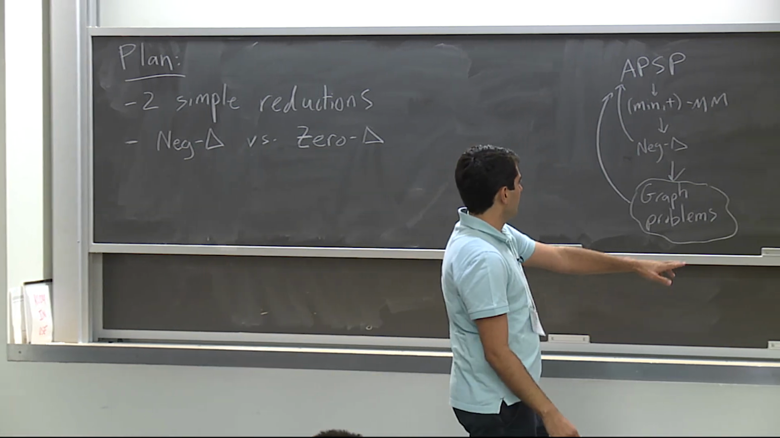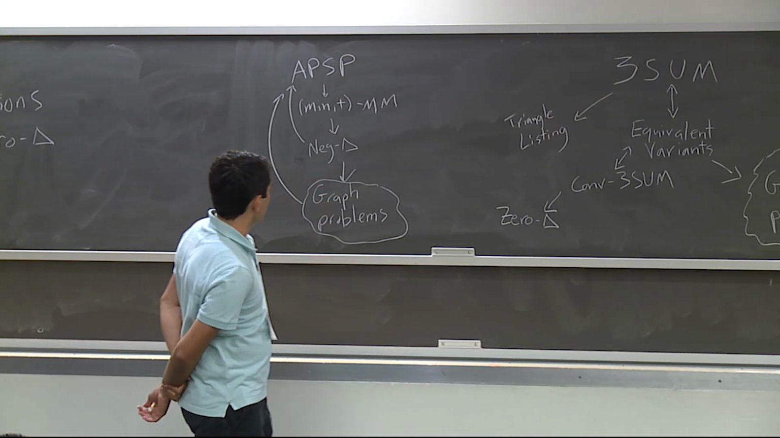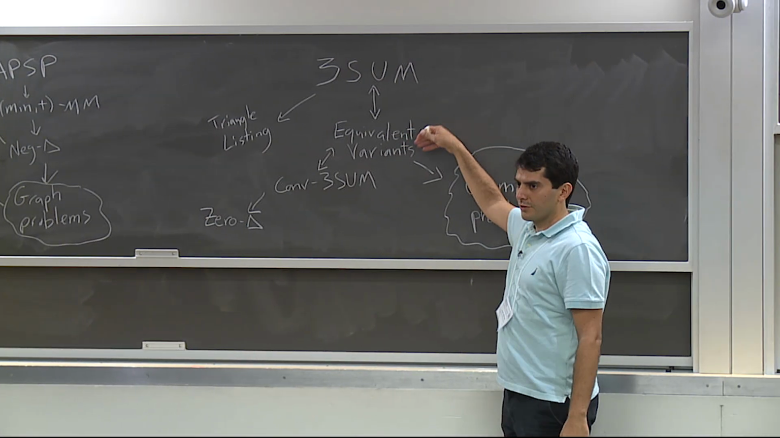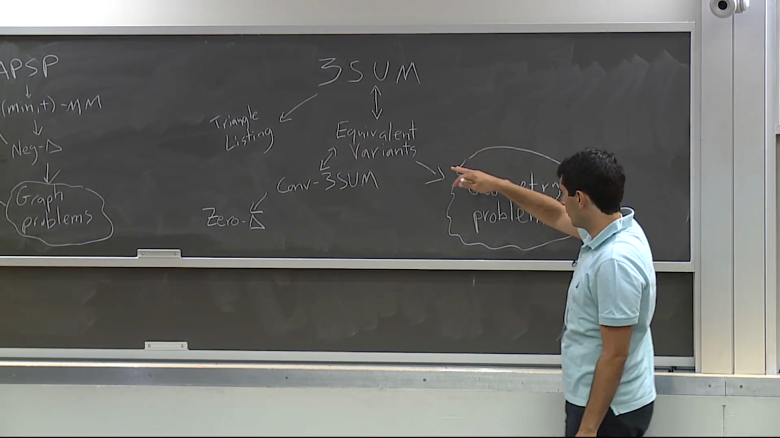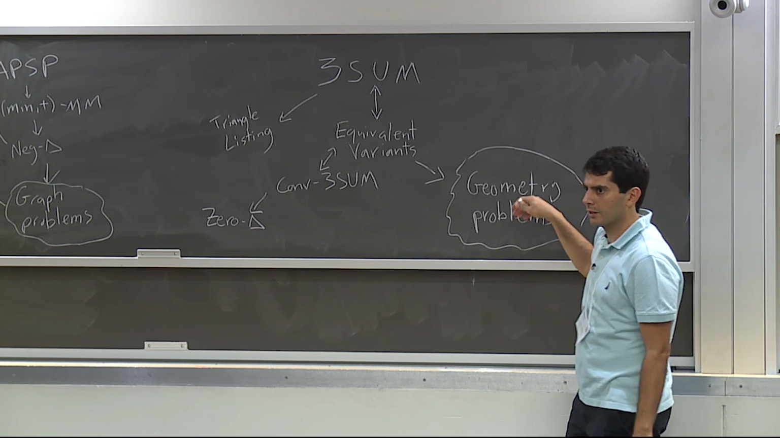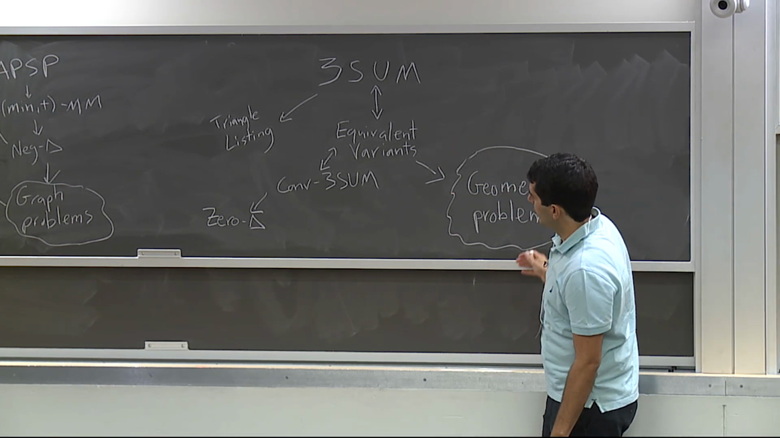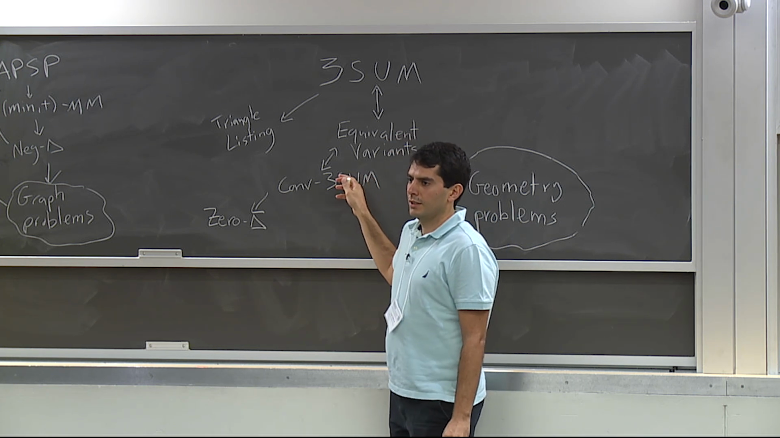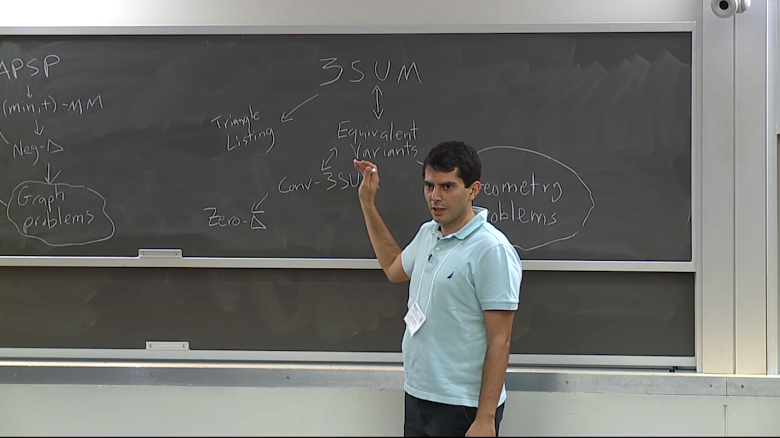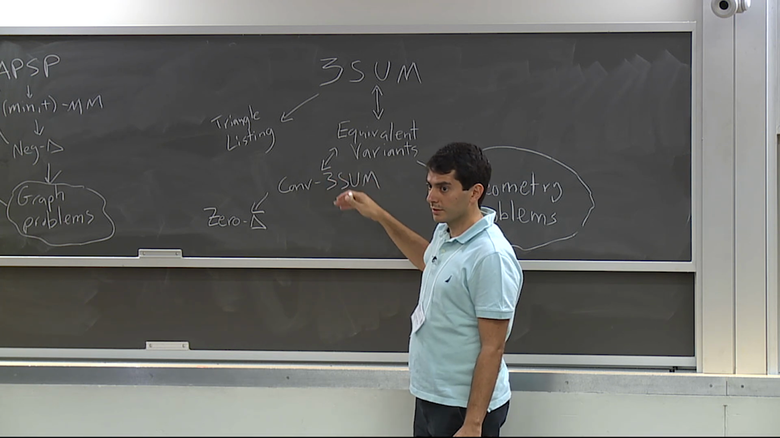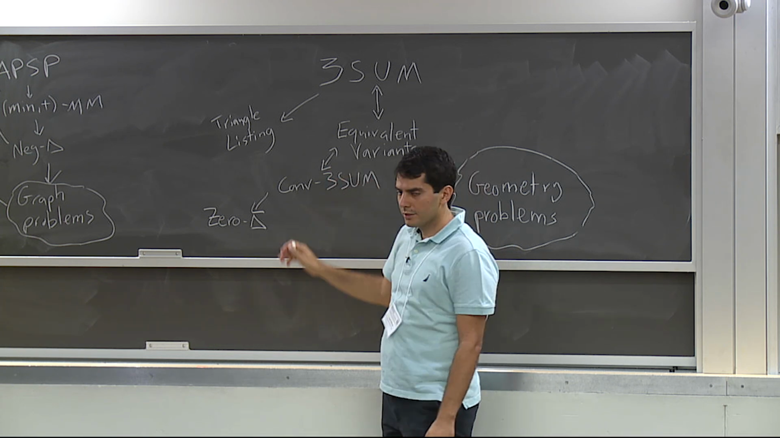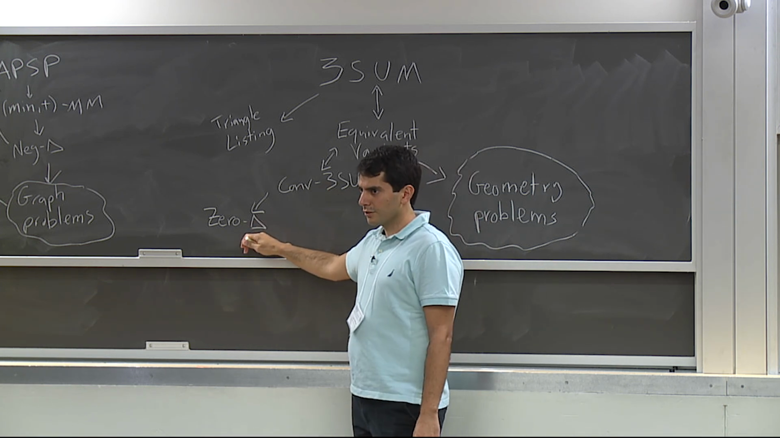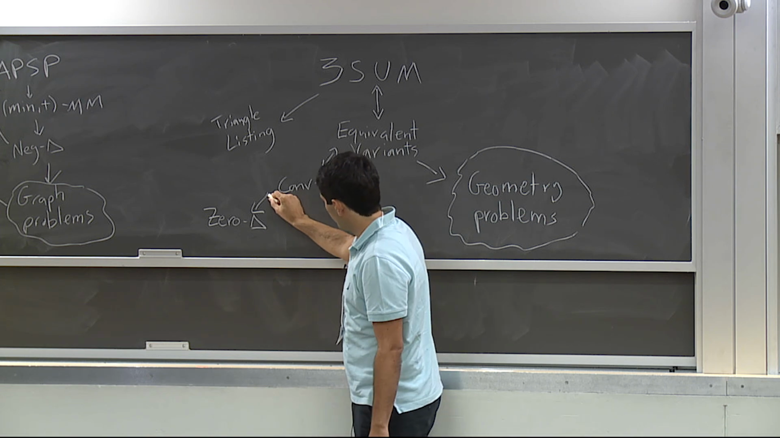And just to summarize what happened yesterday and today: yesterday we had threesome, and we showed a bunch of equivalent variants. We also saw a bunch of geometric problems that are hard on the threesome. One of the equivalent variants was convolution threesome, in which you had to work hard with hashing to get to the equivalence. Then on the exercise sheet, there was a question reducing from convolution threesome to zero triangle.